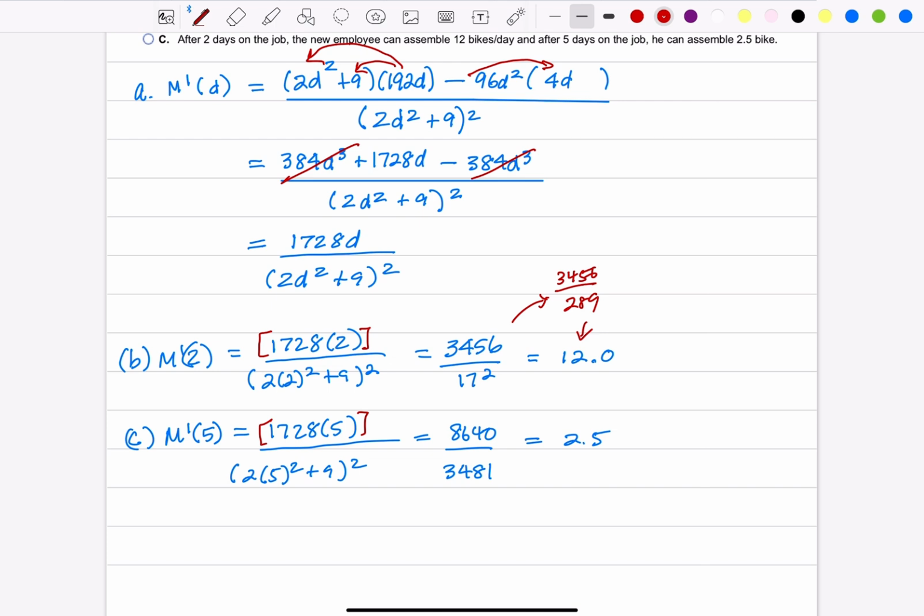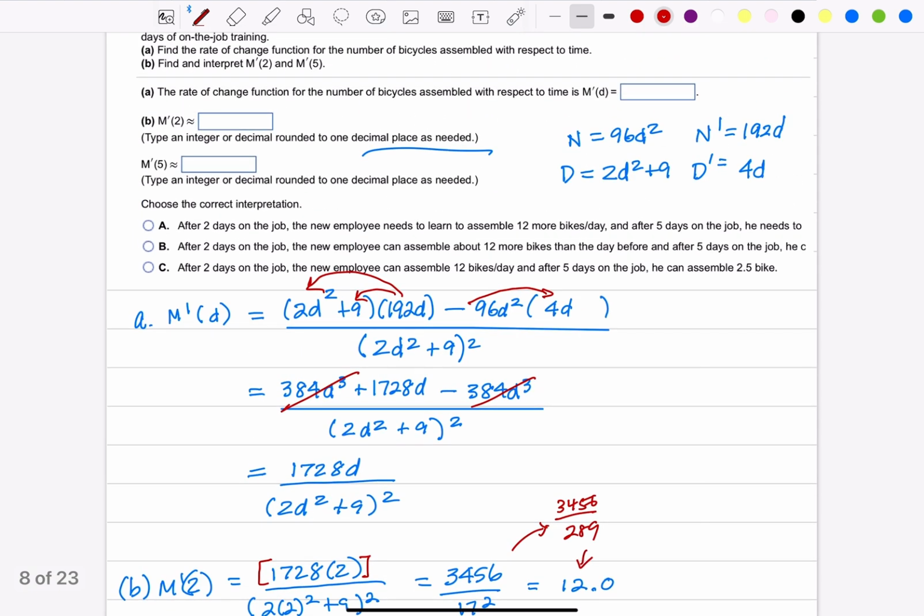Now, the interpretation. Remember what a derivative is telling you. It's telling you how it is changing at 2, how it is changing at 5. It doesn't tell you how many they did at 2 or how many they did at 5. Okay, 2 days training, 5 days. It's telling you how it's changing at 2. So even though some of these are kind of cut off, you can still answer them.